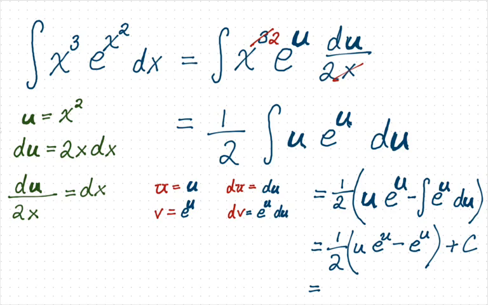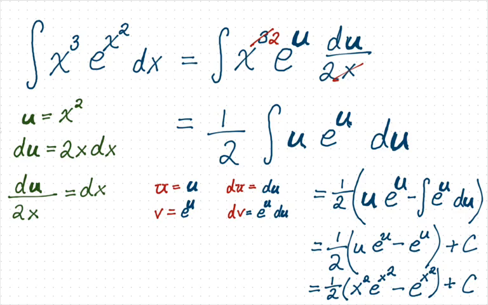So now all of my integrating is done, but I need to sub back in for what u is. So this is 1/2. Remember that u is equal to x squared, so x squared e to the x squared minus e to the x squared plus c. All right, now I'm done. How is that? You hate this. Everybody hates this.